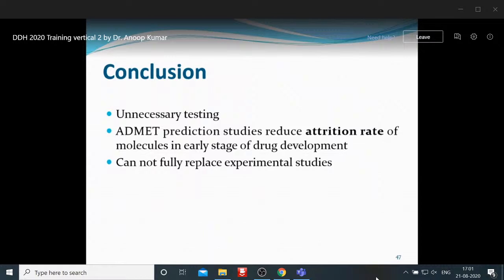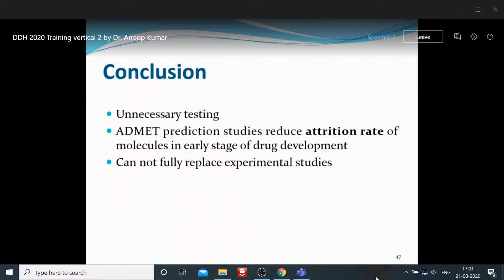Maybe one question might arise in your mind: if online web servers are available, why do companies, particularly pharmaceutical companies, use commercial software for all these predictions? Why is there a need to purchase that type of software? Again, as I told you, the predictions depend upon how many data sets have been used for the development of that software. The commercial software obviously has a large number of databases, so their reliability is much more as compared to online web servers.